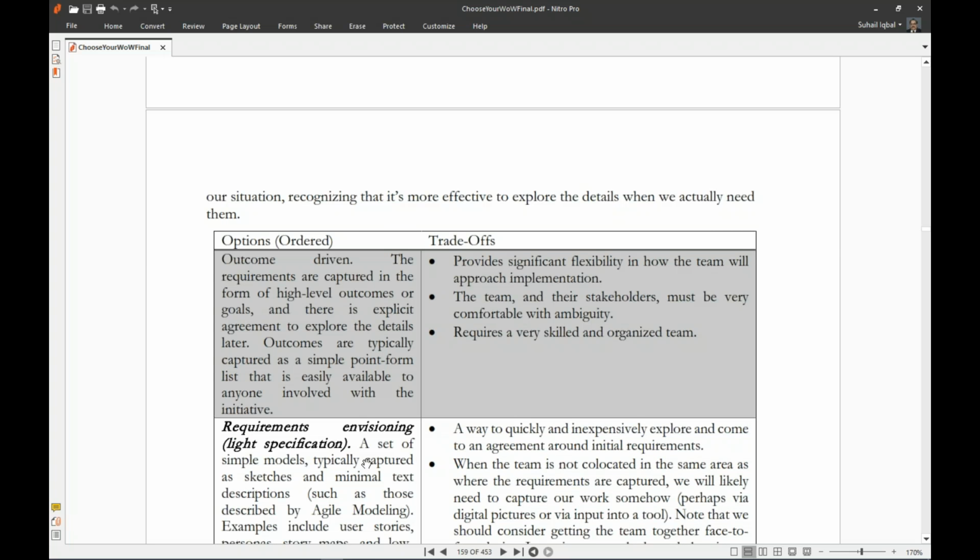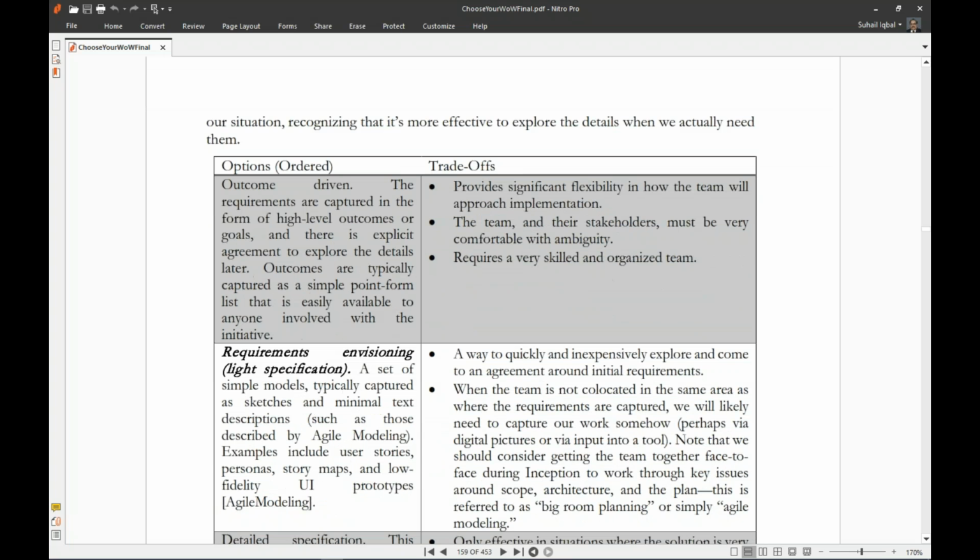Okay, our situation recognizes that it's more effective to explore the details when we actually need them. Options are outcome driven. The requirements are captured in the form of high level outcomes or goals, and there is explicit agreement to explore the details later. Outcomes are typically captured as a simple point form list that is easily available to anyone involved with the initiative.